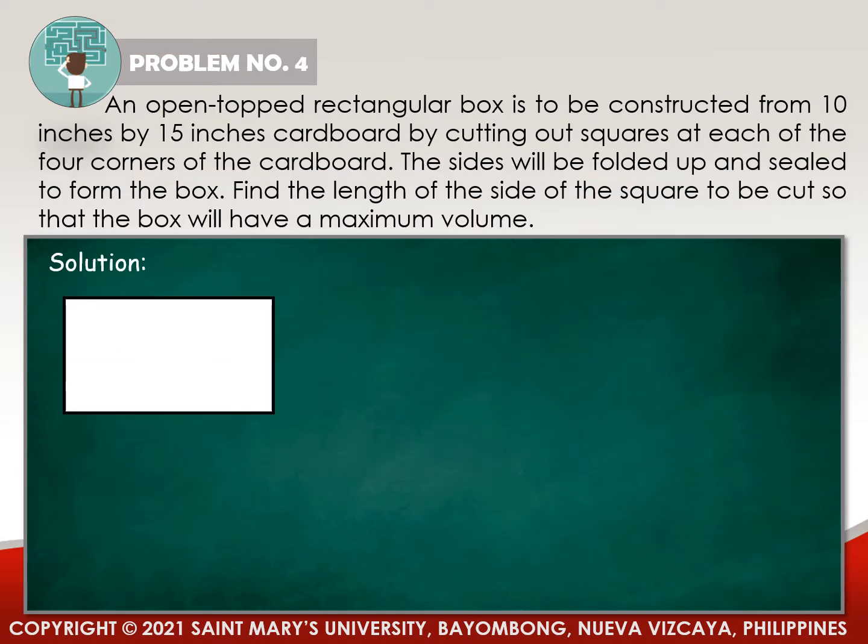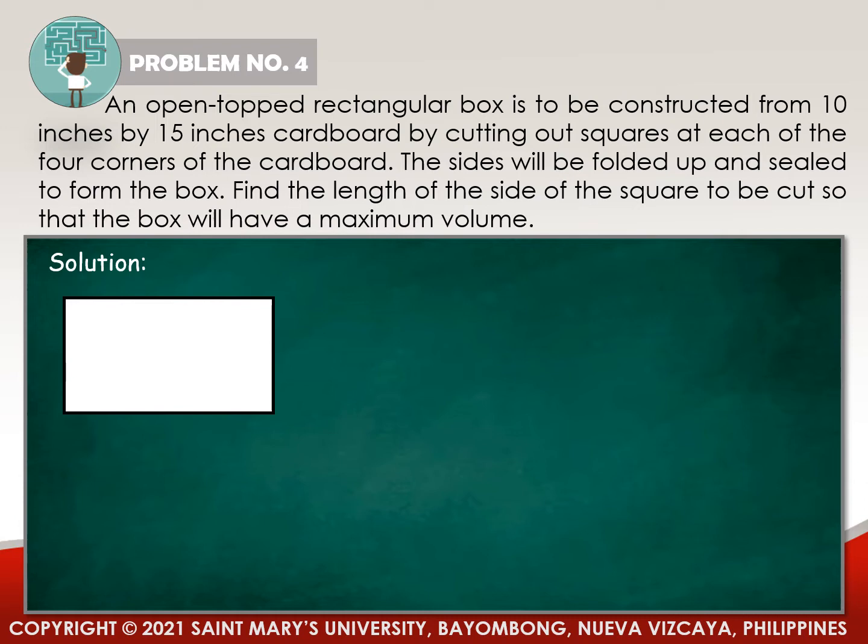Okay, we have the fourth problem. An open-topped rectangular box is to be constructed from 10 inches by 15 inches cardboard by cutting out squares at each of the four corners of the cardboard. The sides will be folded up and sealed to form the box. Find the length of the side of the square to be cut so that the box will have a maximum volume.